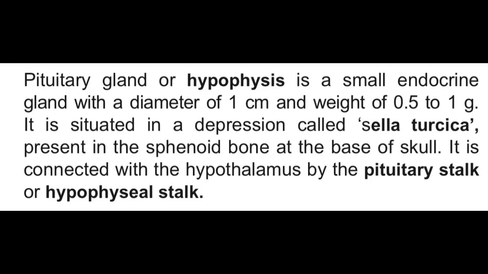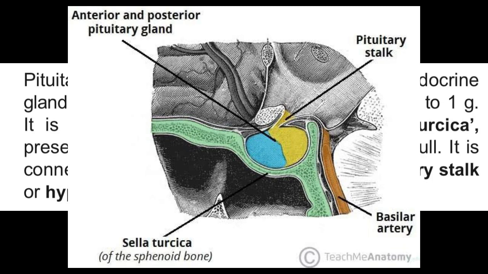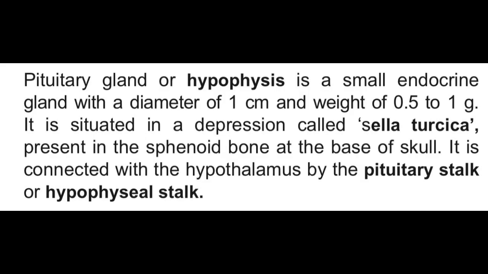Where is it located? It's located in the depression of the body of the sphenoid bone, called the sella turcica. You call it the hypophyseal fossa, which means the pituitary fossa, where the pituitary gland sits. It's a small endocrine gland with a diameter of about 1 centimeter, and it weighs about 0.5 to about 1 gram. It's very, very simple.